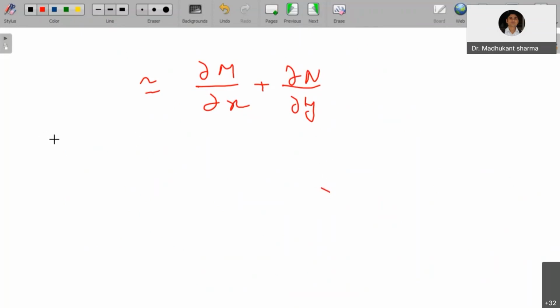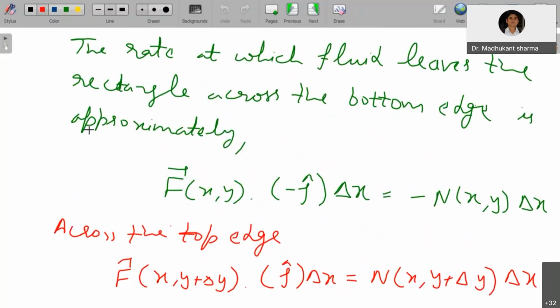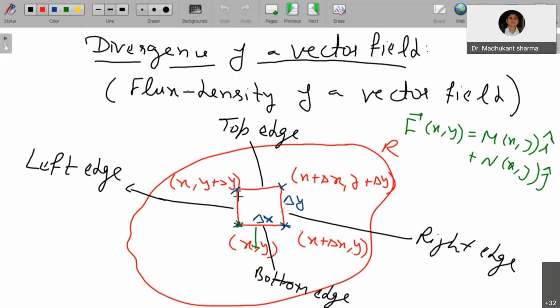Later on, in the continuum case, you will apply the limits delta x and delta y tend to 0. That will define the flux density, because everything will shrink to this point. That will give you the flux density of the velocity field at point x comma y. So this is the interpretation of the divergence of a vector field across a rectangle, or at a point x comma y.